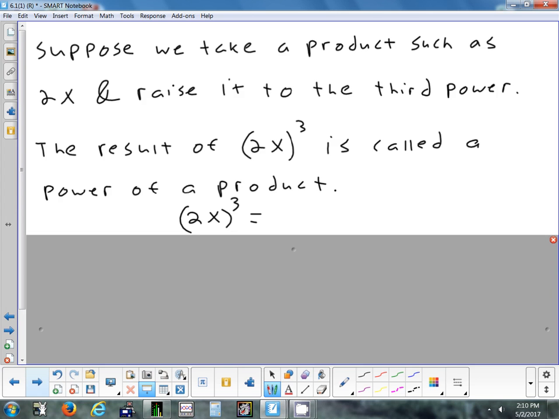X to the third power. So what's in the parentheses? 2x, and how many times do you do it? 3 times. Now, this is a problem just like we had before. You can split it up. You have a 2 times a 2 times a 2. You can't see my time signs anymore, but what's 2 times 2 times 2?